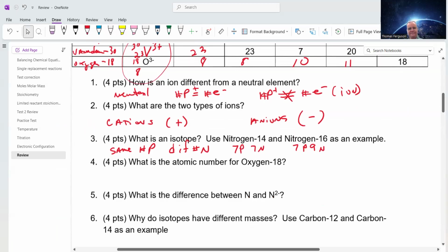Oxygen 18, atomic number. Periodic table. Boom. 8.